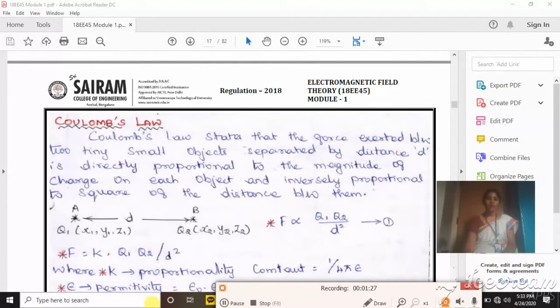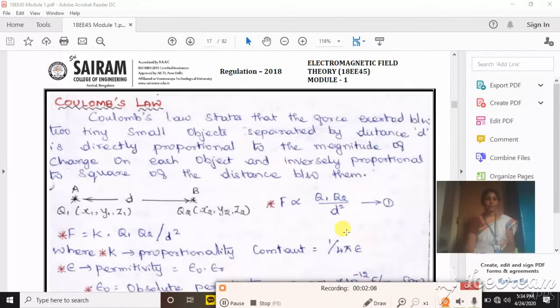So whenever you have two charges, based on the magnitude, proportional to the strength of the charge, there is going to be a force of attraction or force of repulsion. But as the distance between the two charges increases, the force is going to get reduced. If the distance is getting less, then the force of attraction or the force of repulsion is going to increase. So Coulomb's law states that the force exerted between two tiny small objects separated by a distance d is directly proportional to the magnitude of the charge on each object and inversely proportional to the square of the distance between them.